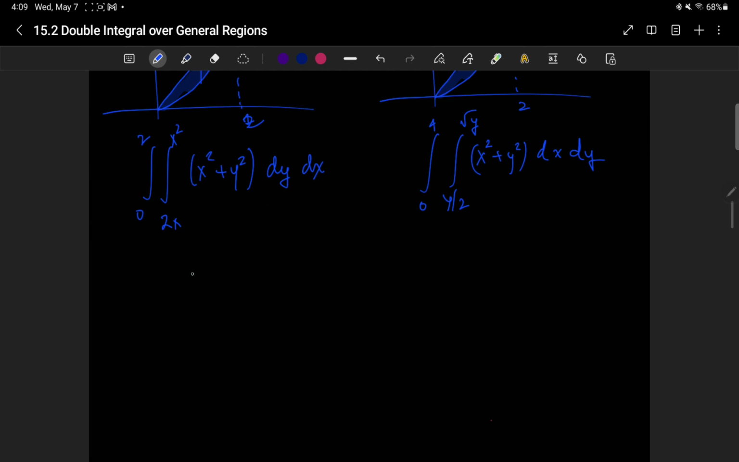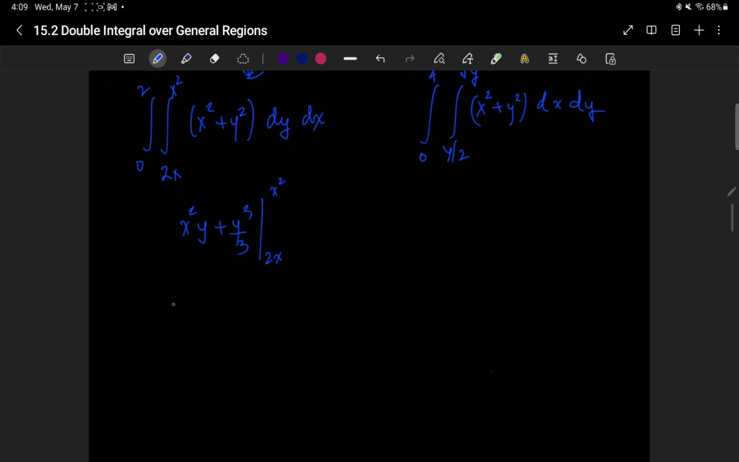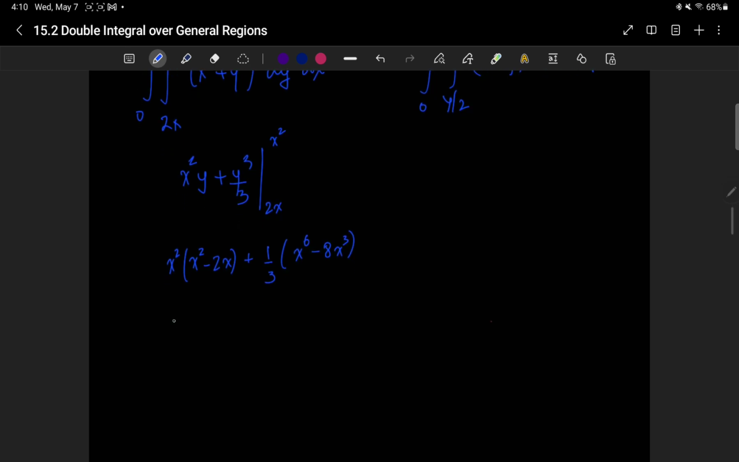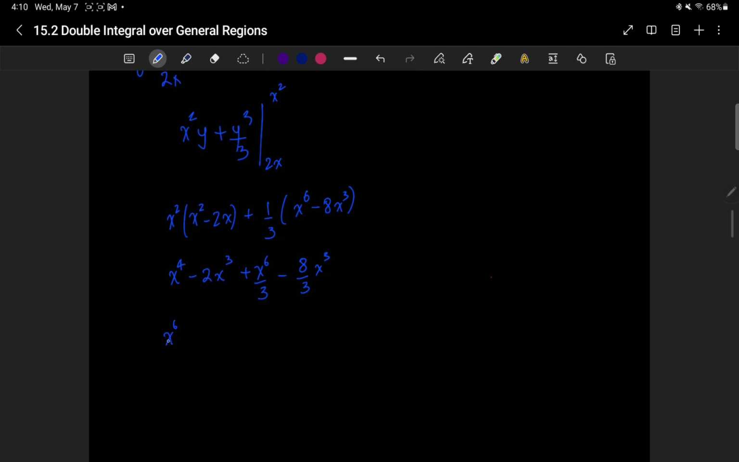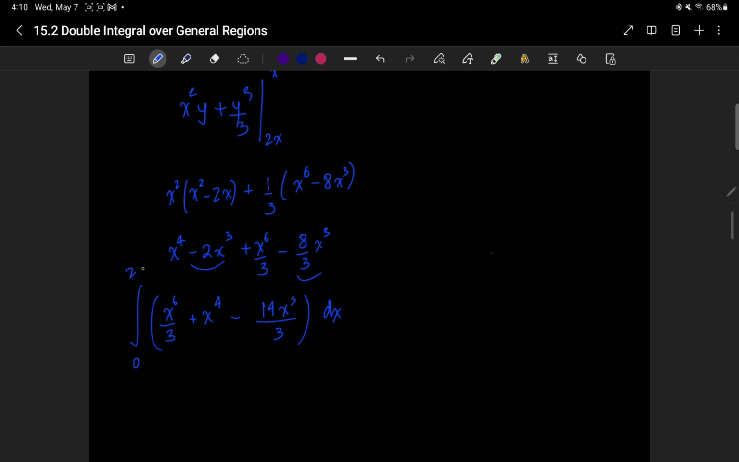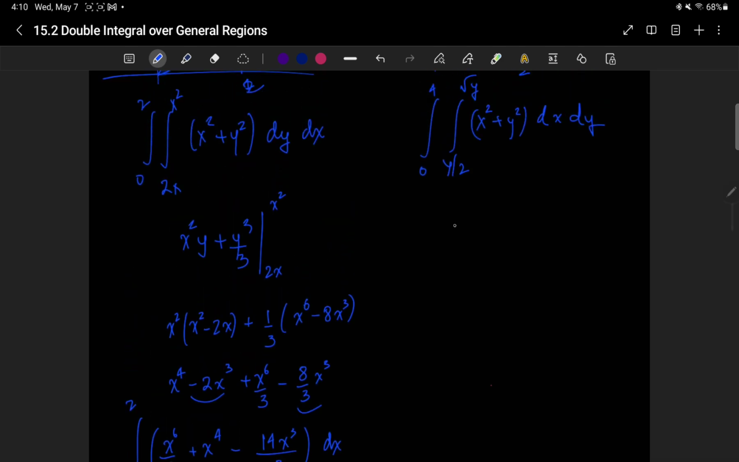Now let's try it out. This becomes x squared y plus y cubed over 3, evaluated from x squared to 2x. Foiling things out, I get x to the 4 minus 2x cubed plus x to the 6 over 3 minus 8 over 3 x cubed. Let's keep them in decreasing order of powers of x, and taking the LCM here gives me the combined x cubed term. Don't forget that there's also a dx and an integral from 0 to 2. Let's pause that here and see what's happening over here.